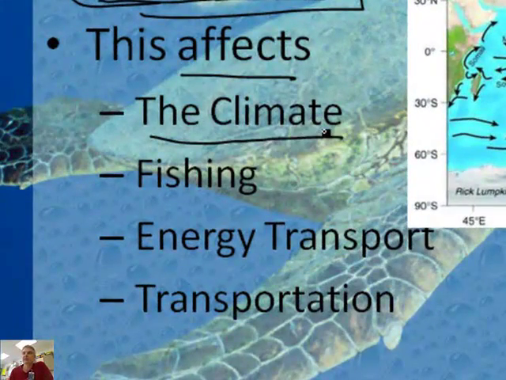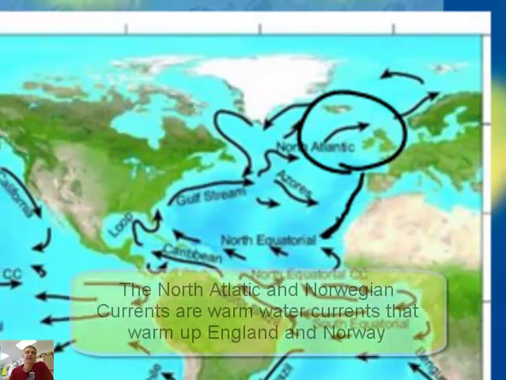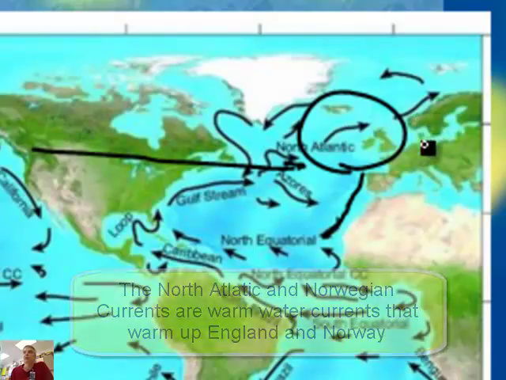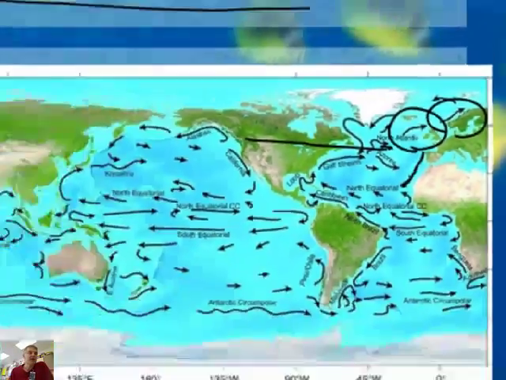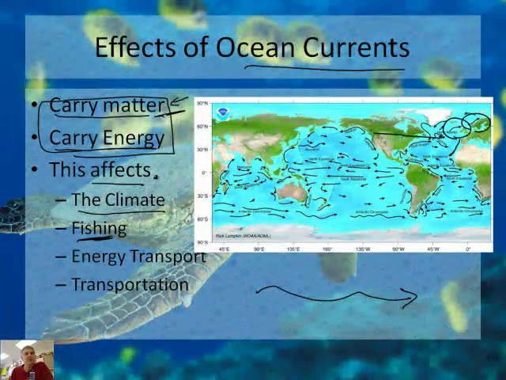A classic example of this is that there is a warm current coming across near England, and it warms it up and makes it warmer than it ought to be because it's very far north. The same is true of Norway and Sweden and such. It affects fishing because if it's carrying matter, some of that matter is food for the fish. If you get a place where there's lots of extra food, it's going to make it good fishing grounds.